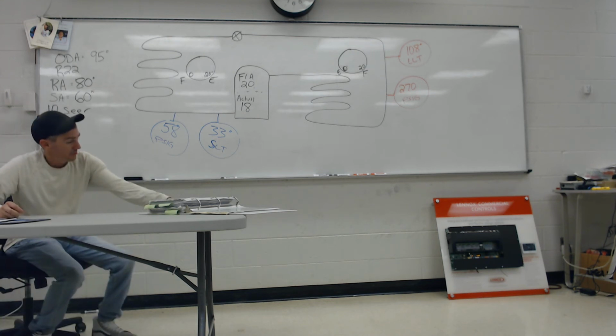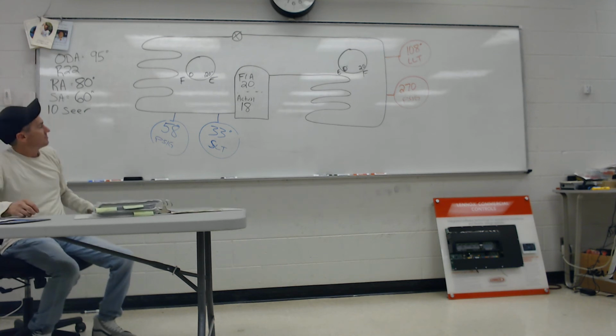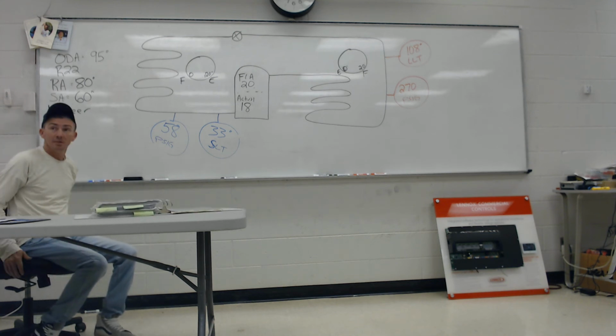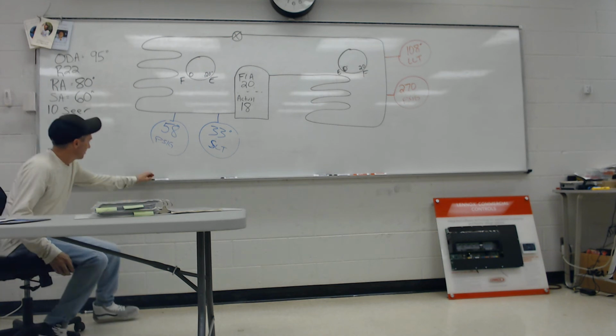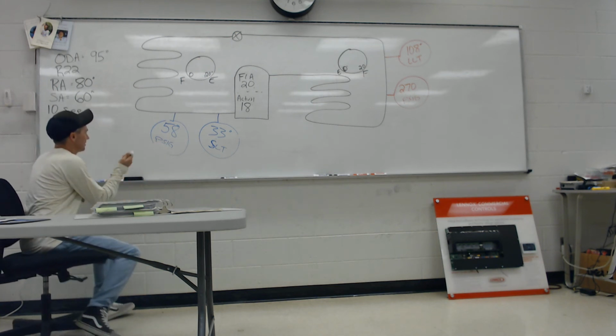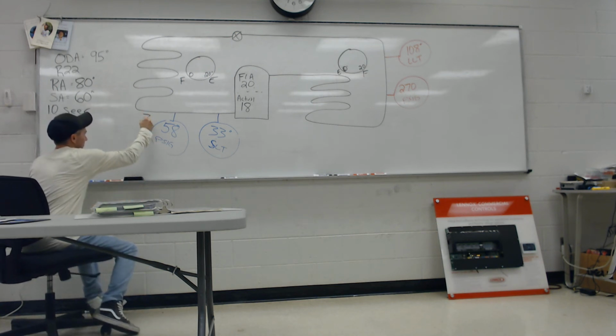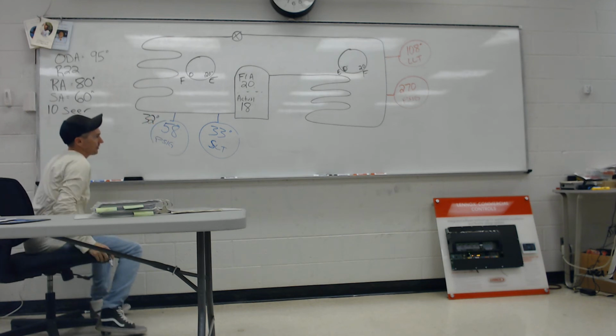All right. You want any more information? The pressures converted to temperatures? Yeah, let's do that. 58 is 32. That's a 32 degree evaporator. Red flag.